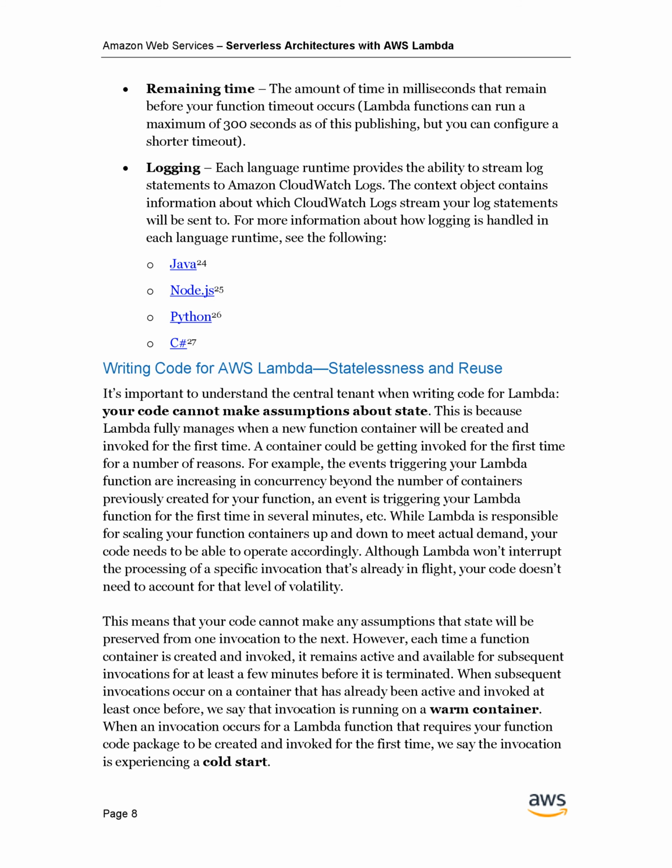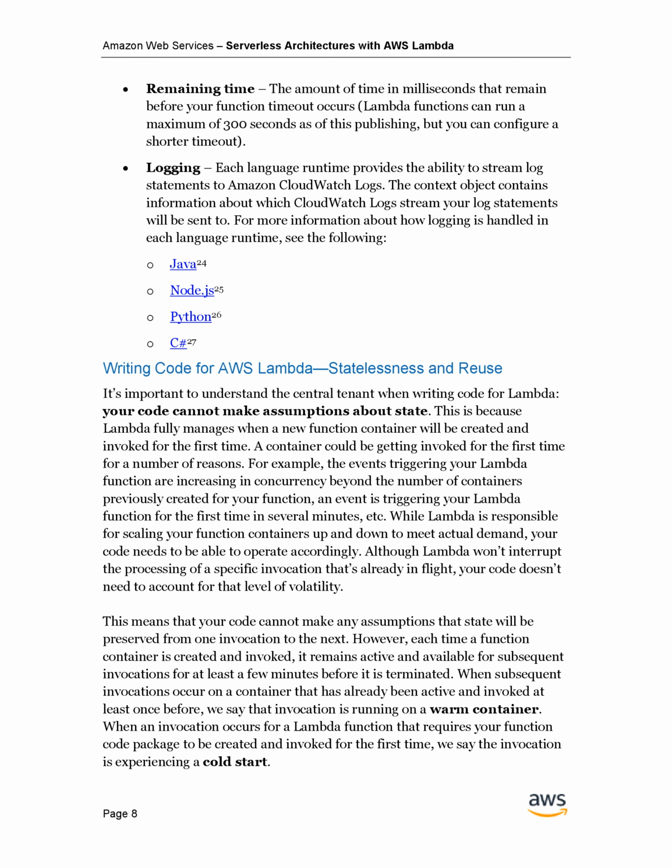Logging. Each language runtime provides the ability to stream log statements to Amazon CloudWatch Logs. The context object contains information about which CloudWatch log stream your log statements will be sent to. For more information about how logging is handled in each language runtime, see the following: Java, Node.js, Python, C#. Writing code for AWS Lambda: statelessness and reuse.